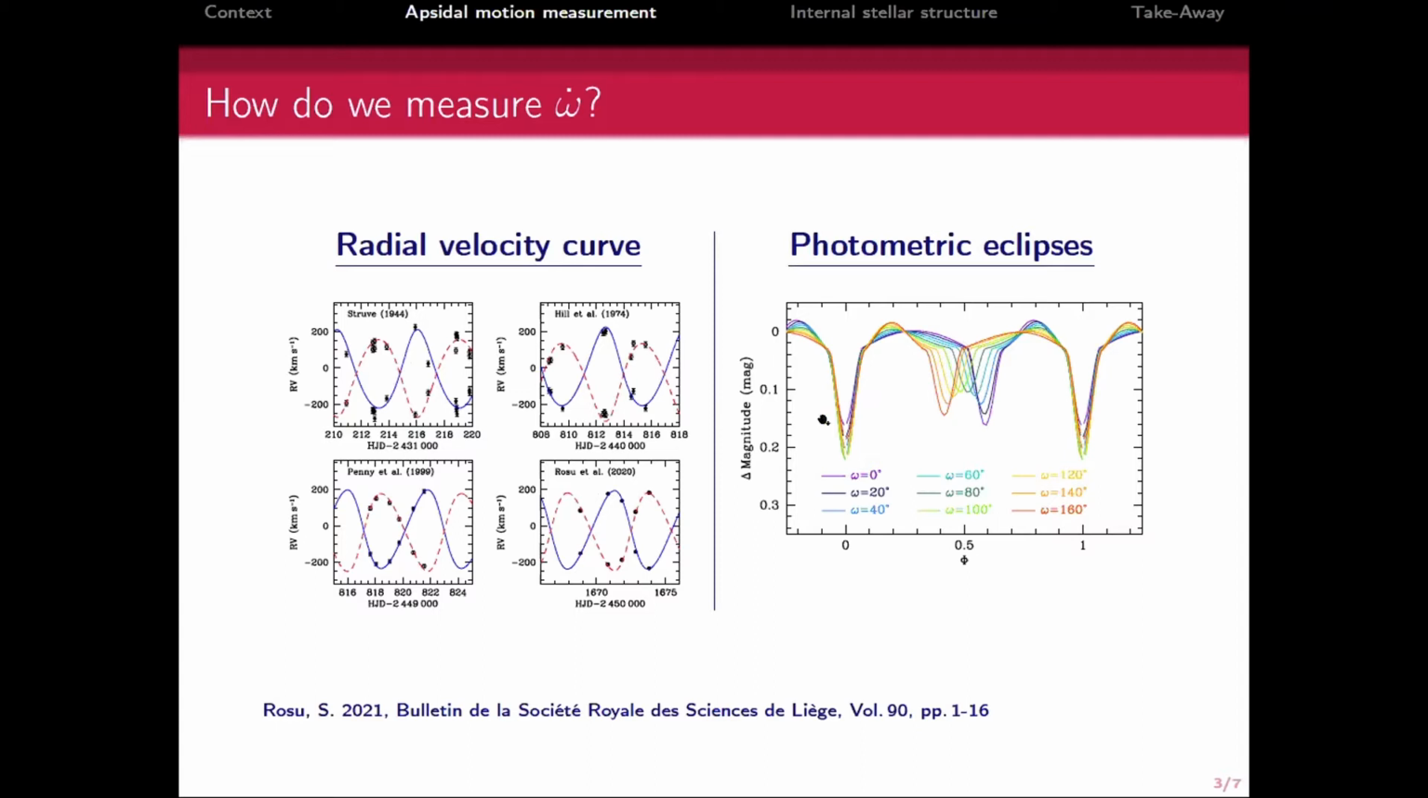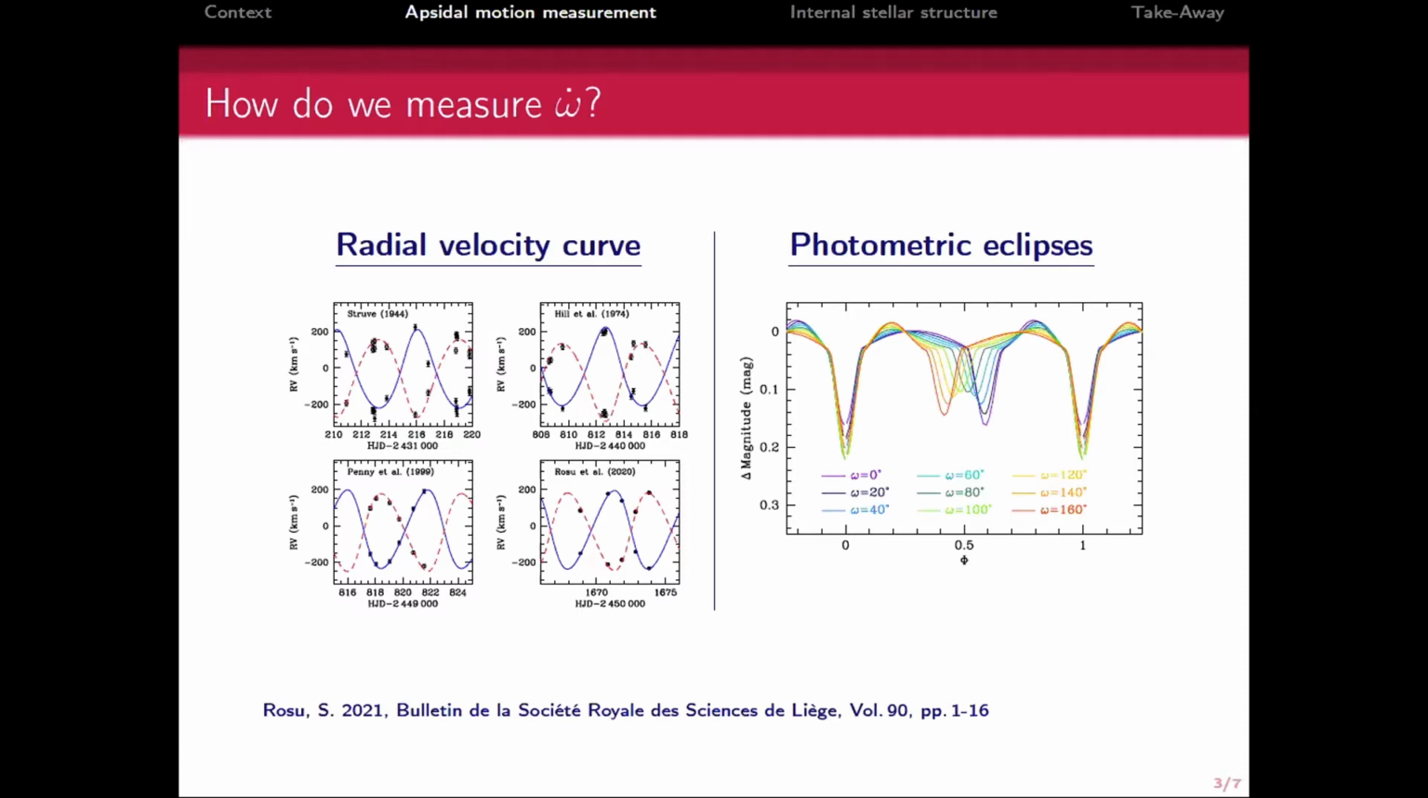On the right-hand side, you can see the second method, which makes use of a set of photometric data of the binary system. We know that in an eccentric system, the depth of the eclipses depends notably upon the orbital separation at the conjunction phase, and the depth is most profound if it happens close to periastron passage. And the orbital separation itself depends upon the orientation of the ellipse with respect to the line of sight, that is to say, omega.